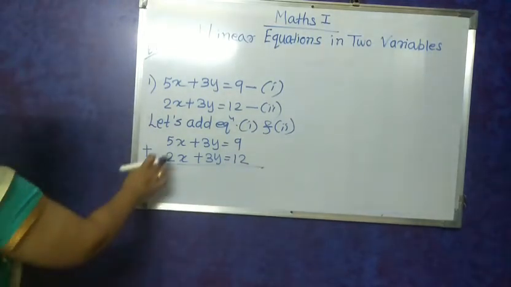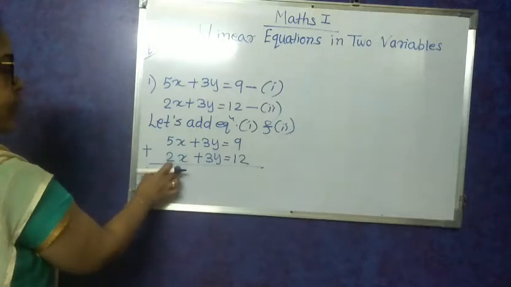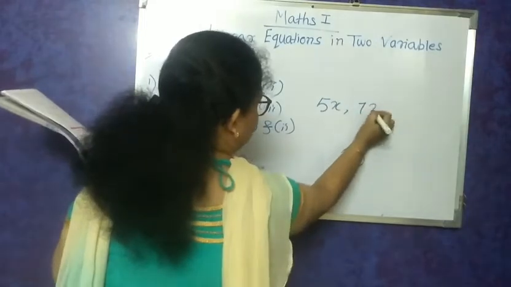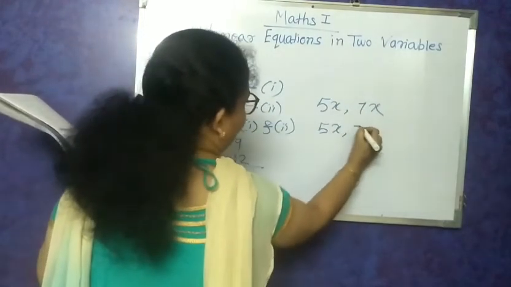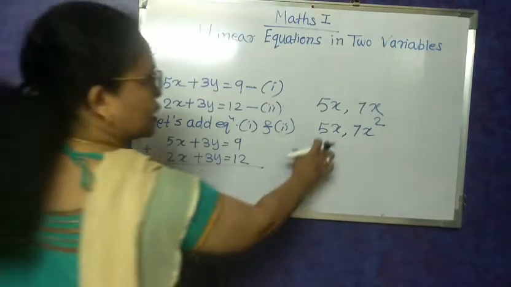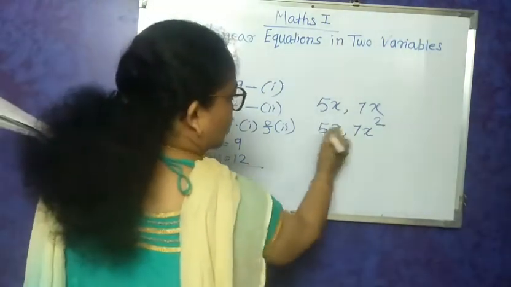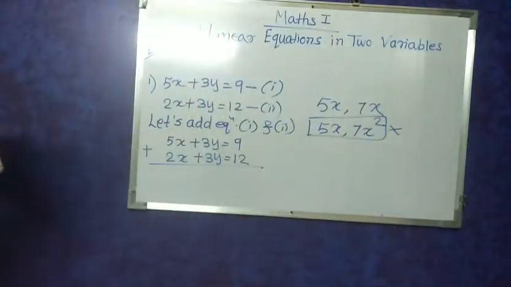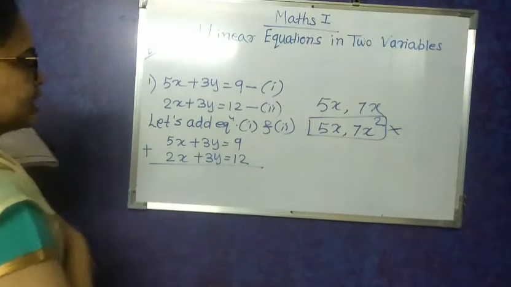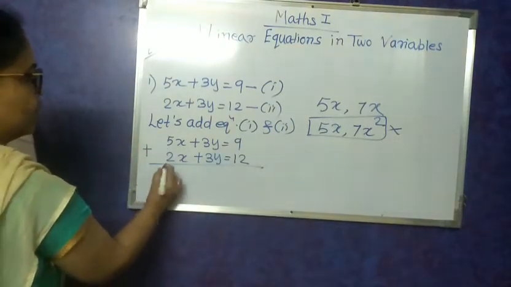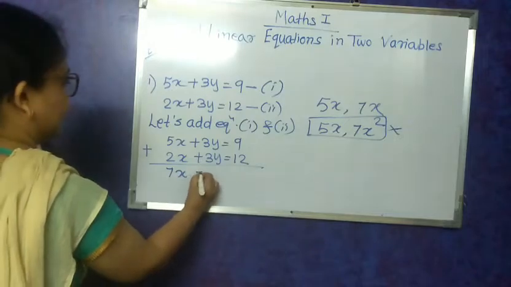Like terms means whatever variables are there should be the same with the same index. If I say 5x and 7x are like terms, but if I write 5x and 7x square, these are not like terms, because here the index of x is 1 and here it is 2. So these are not like terms, these are like terms. Clear? Whenever we are adding or subtracting any terms, they should be like terms.